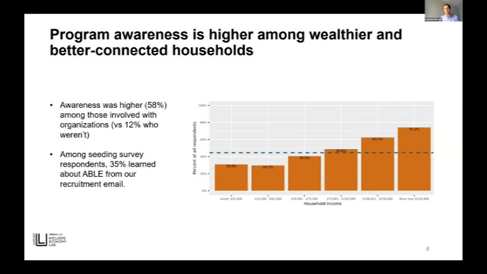Interestingly, also from the sign-up survey of our seating initiative, we did find that 35% of the individuals that we're now currently helping to set up an ABLE account actually learned about the program from the recruitment email of that pilot itself.